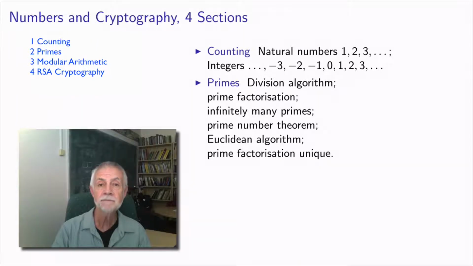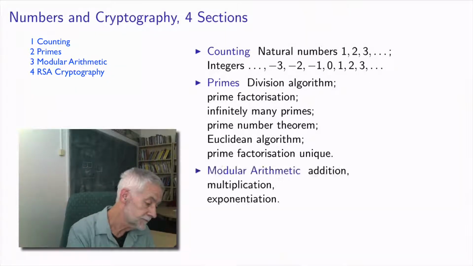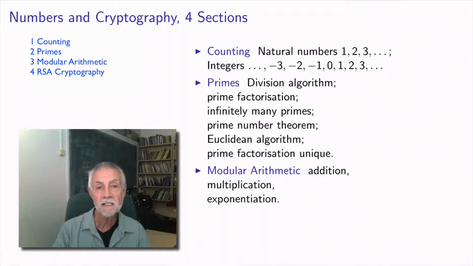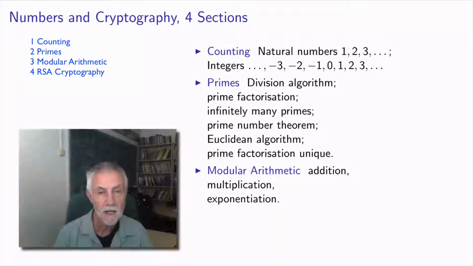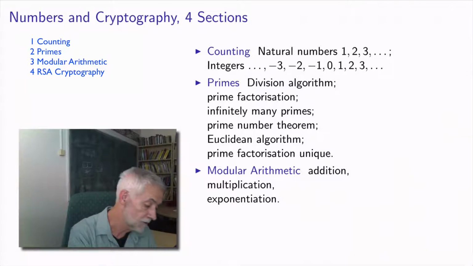The third section, modular arithmetic, discusses the operations of modular, sometimes called circular, addition, multiplication, and exponentiation. And this turns out to be very important in number theory generally, and in particular in RSA cryptography. The fourth and final section is RSA public key cryptography.